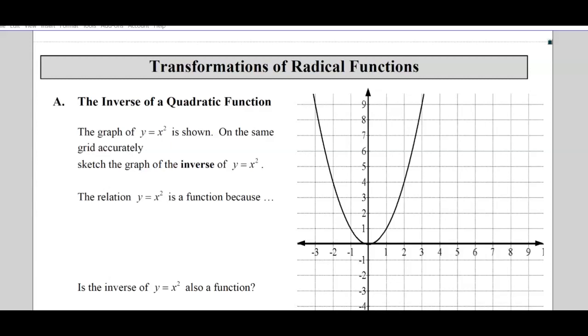Remember, we talked about inverses. When we take the inverse of a quadratic, we get a horizontal parabola. If we just look at one arm, then that is the square root function, a radical function. In terms of radical functions, we're really dealing with just square root. We're not looking at cube root or fourth root or whatever. So, just be aware of that. So, let's look at the inverse of a quadratic.